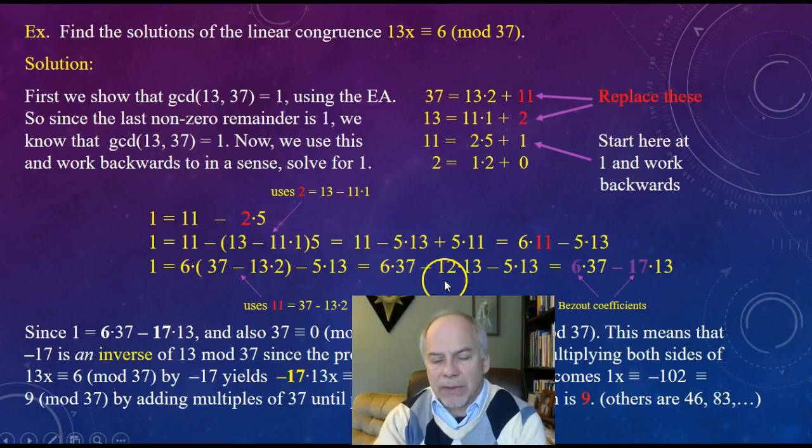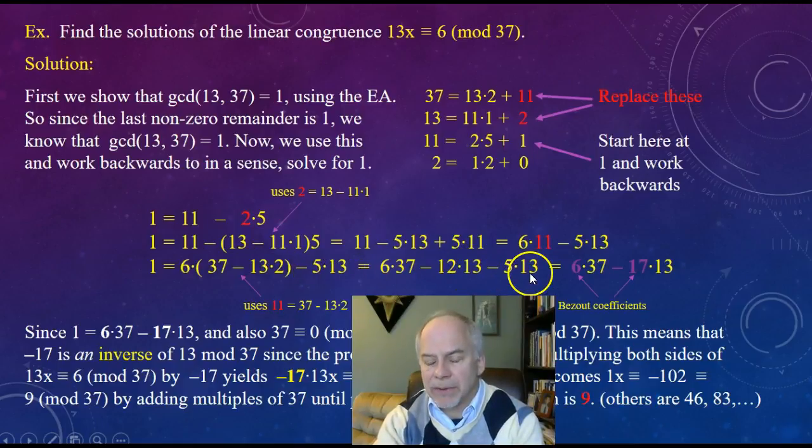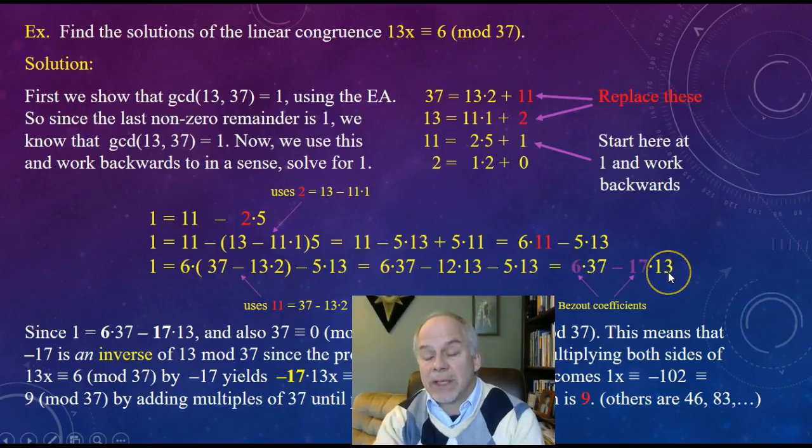Now 6 times 37, you write that down. You go 6 times the negative 2 in this term, which is negative 12 times 13. And then you have the minus 5 times 13. Now these 13s you can combine. A negative 12 13s and negative 5 13s will give you negative 17 13s. So you have 6 times 37 and negative 17 times 13.